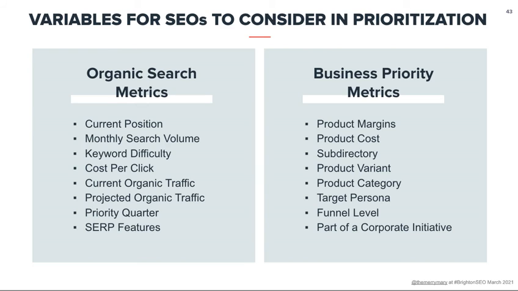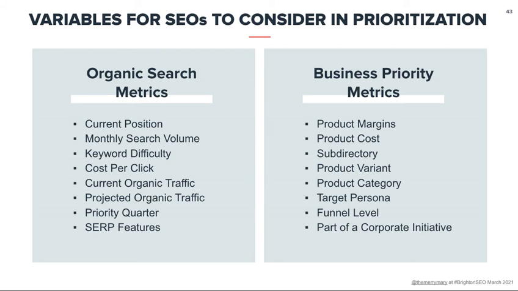I think one of the most important things that I like to add in is the business priority metrics. So these help us align our chief business goal with our priority scripts. And things like what the product category is that this keyword falls within can be really important, because sometimes some product category is going to be way more profitable and need to be prioritized.